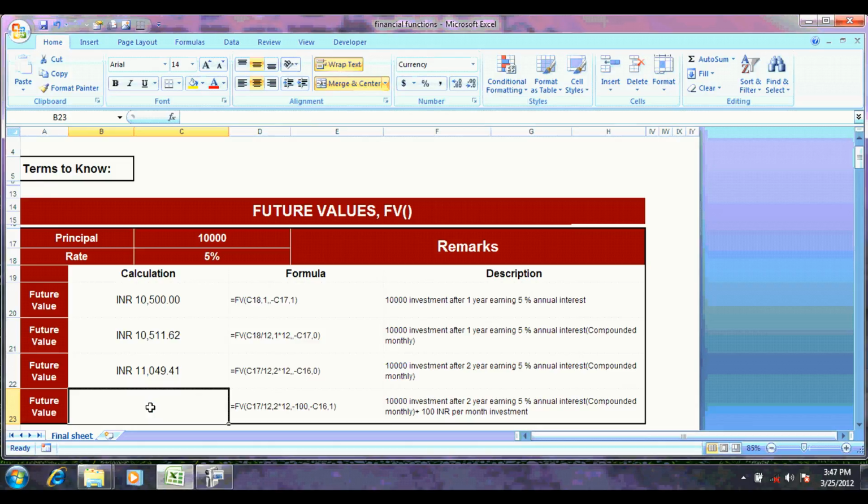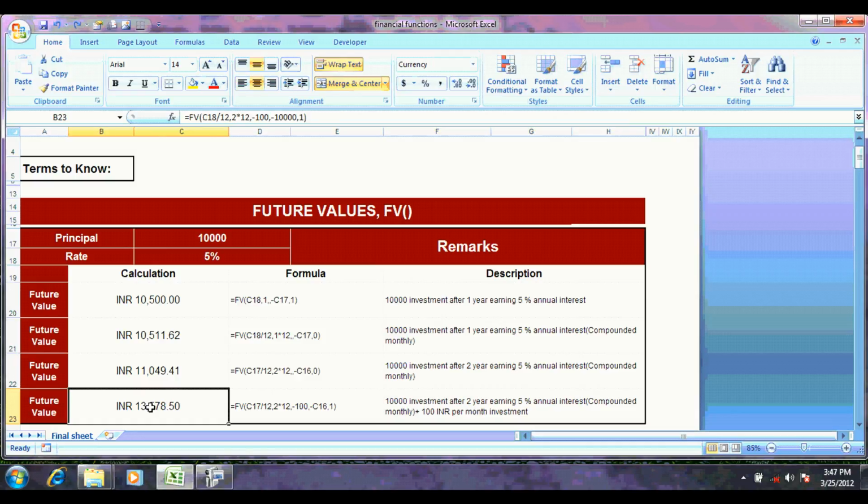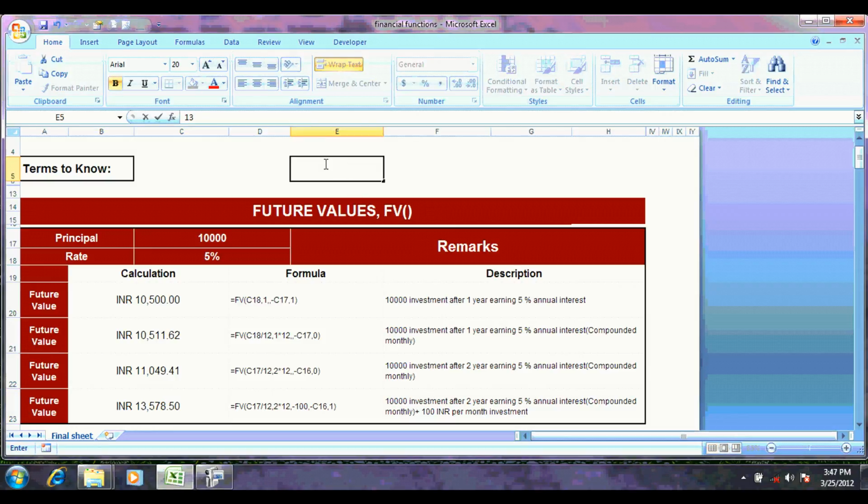Okay, now let's do one more example. In this case it is a 10,000 investment earning an interest of 5%, and over and above this 10,000 investment we will be putting 100 rupees per month. Okay, the value was 13578.50.